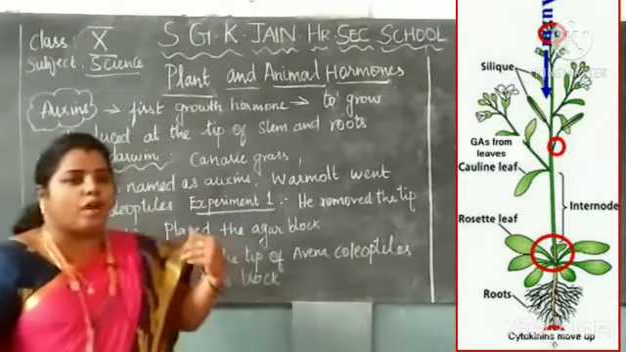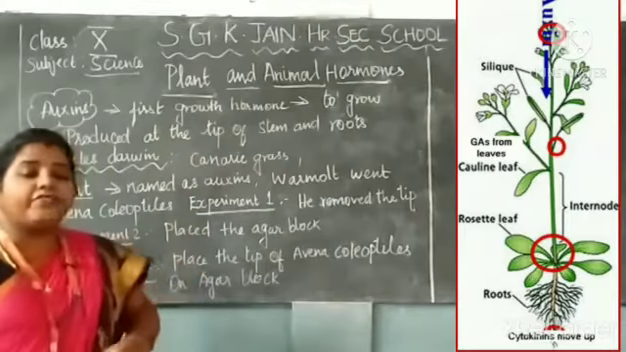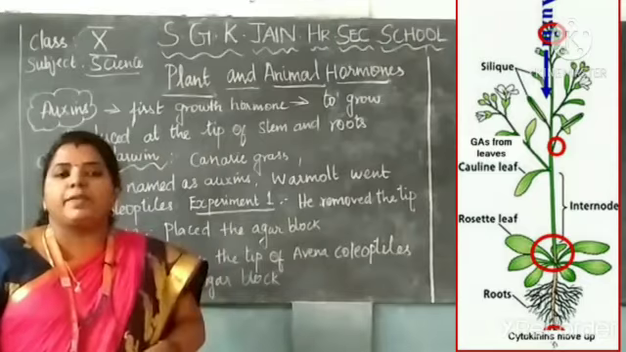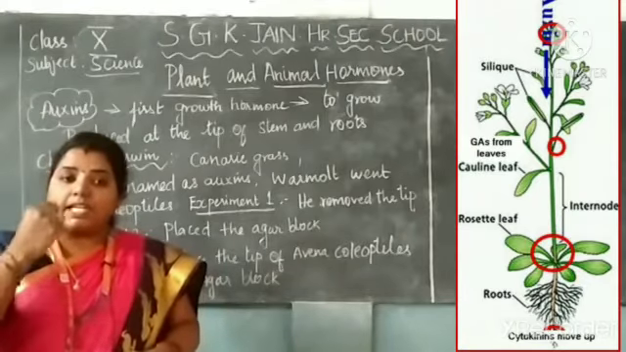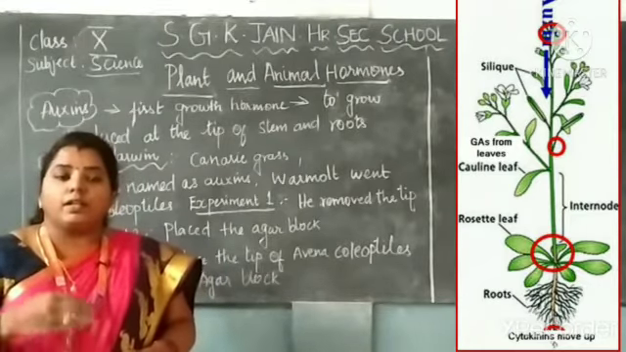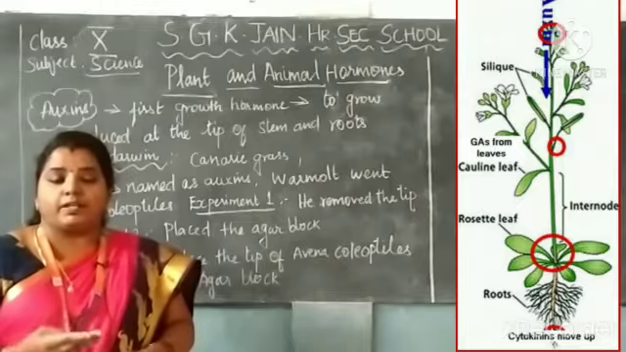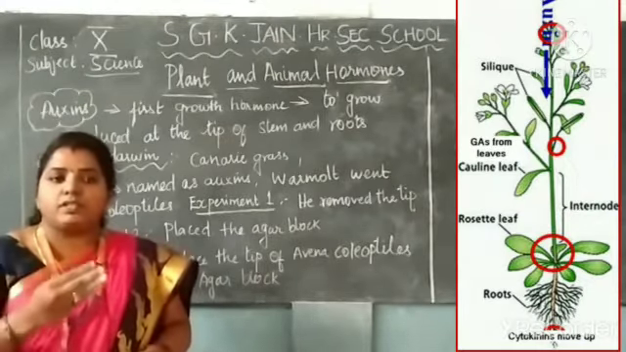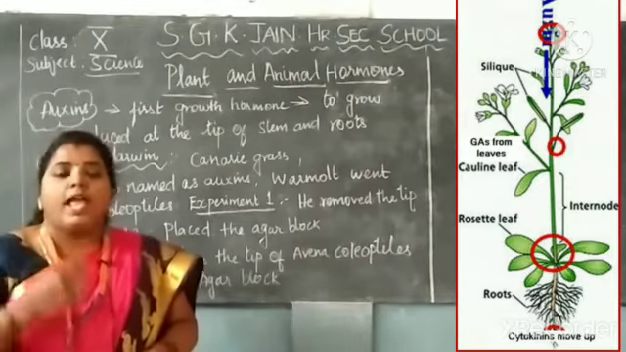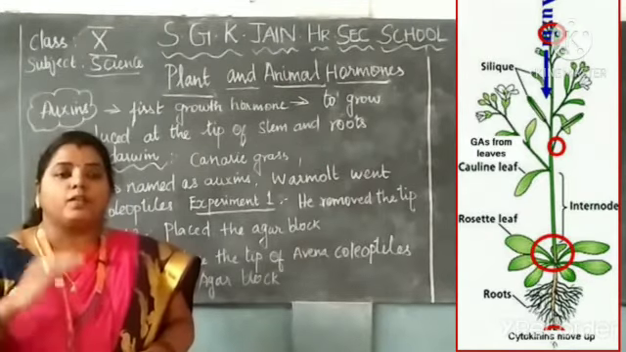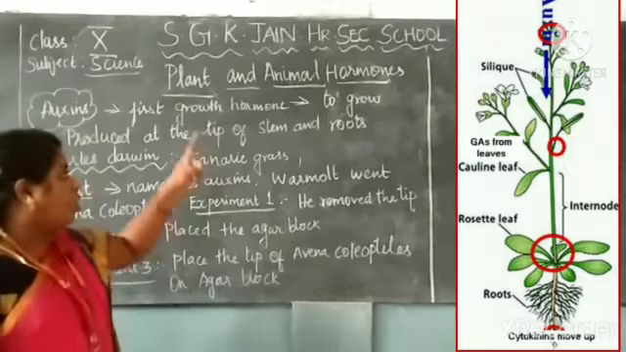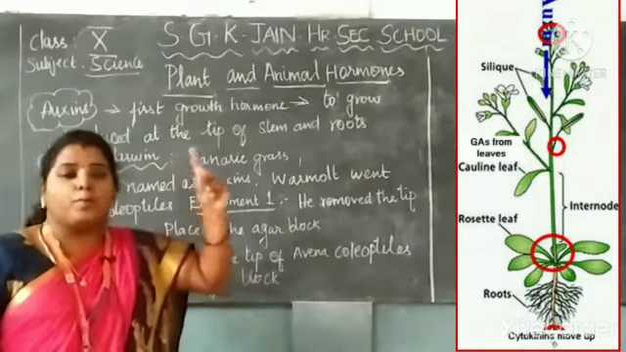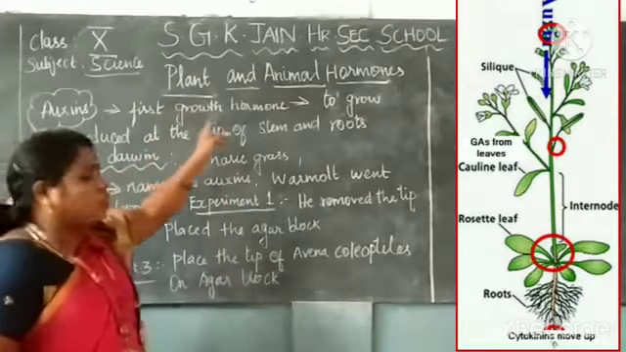Now we discuss auxins. Auxin was the first growth hormone. Among the 5 hormones, the first 3 are growth promoters and the next 2 are growth inhibitors. So auxin is under the growth promoters, and it is the first growth hormone.